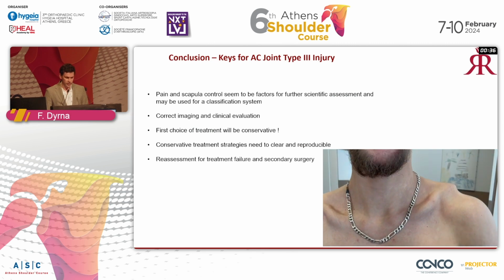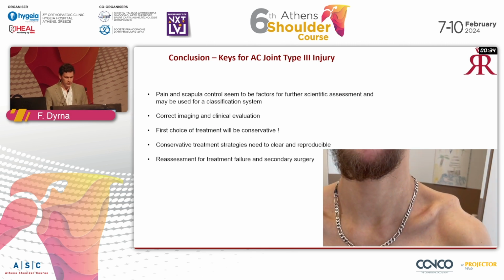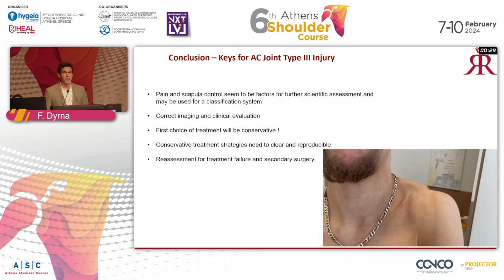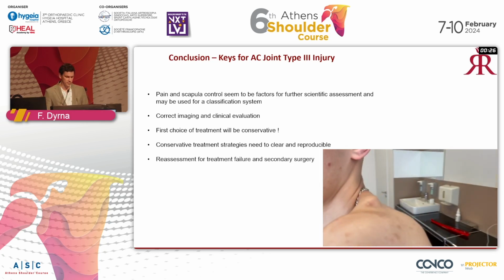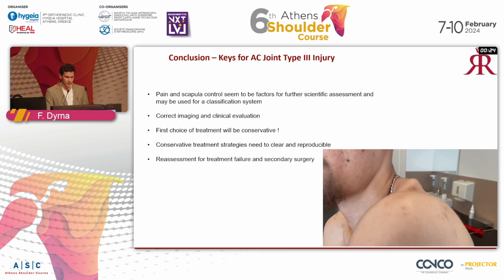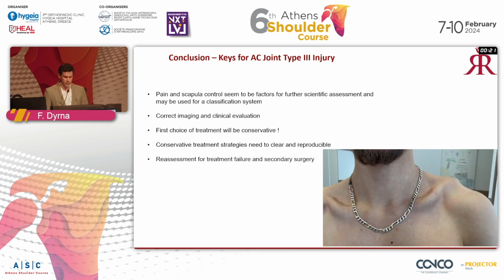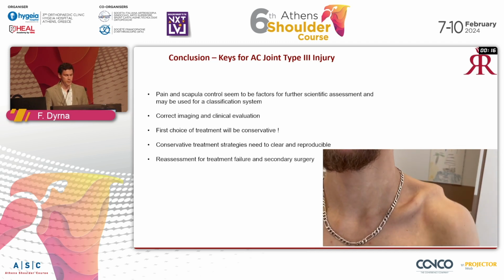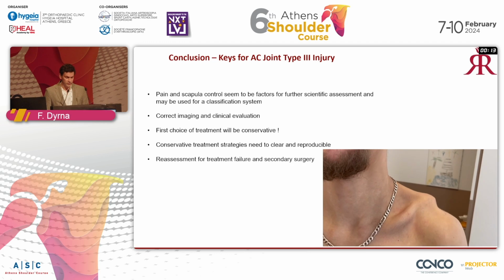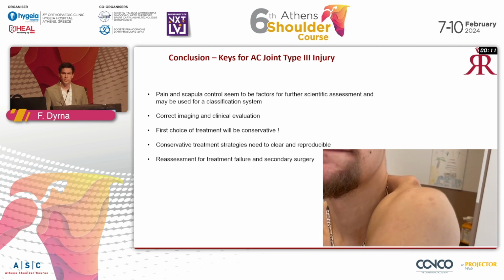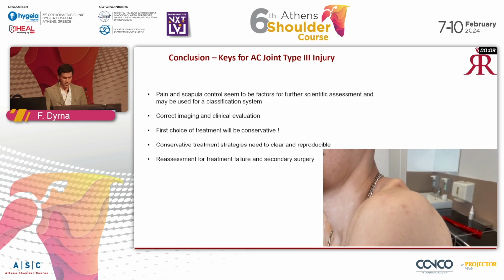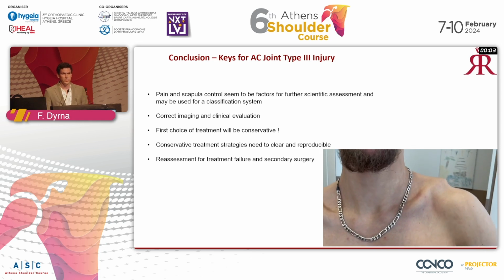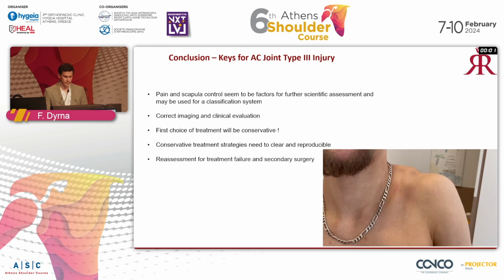So my conclusion for the key of success for a type 3 injury is that pain and scapular control seem to be the factors for further scientific assessment and may be used for future classification systems. I do believe that correct imaging and clinical evaluation is the key to success for this type of injury. First choice of treatment will now be, for me, non-operative treatment. However, conservative treatment strategies need to be really clear and reproducible for all the physical therapists out there. And I do think that a reassessment for treatment failure is very important, and you need to follow up your patients in order to really treat them well. Thank you very much.